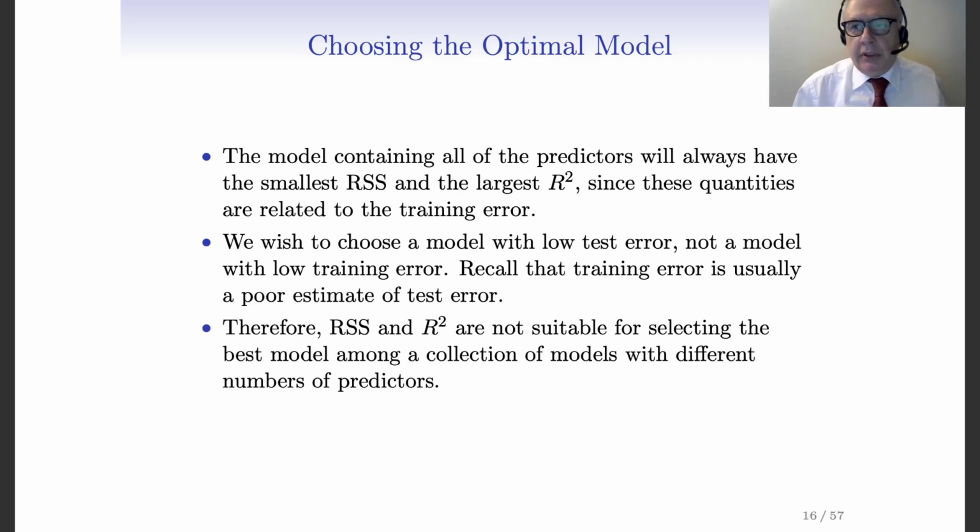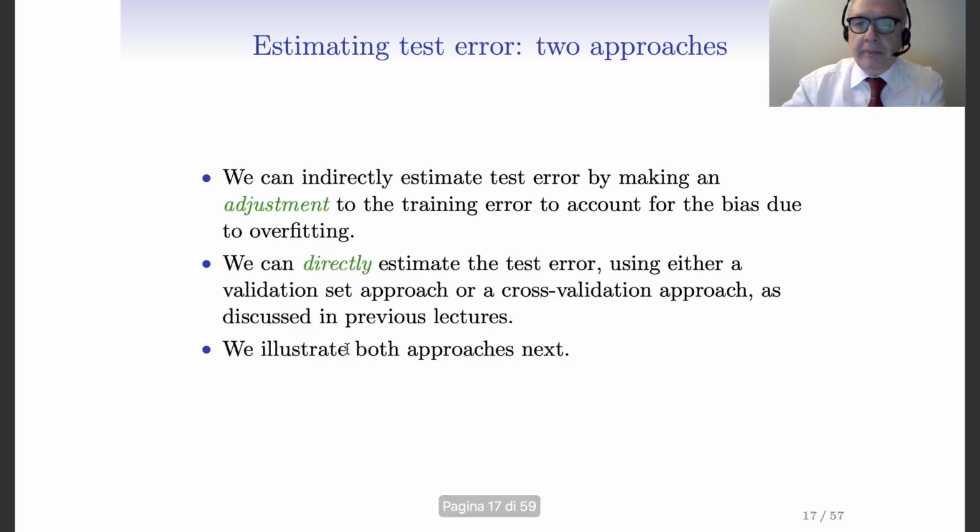But now we must face the final step, when we have candidate models of different complexity and we have to choose the best one. We have already seen that R squared is not a good method because it will always favor the most complex model. So we need alternative techniques. And there are two possible approaches.